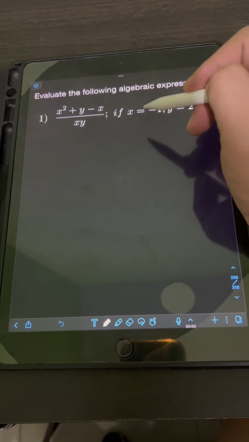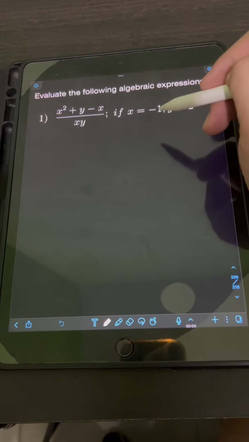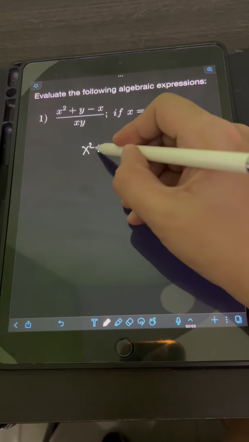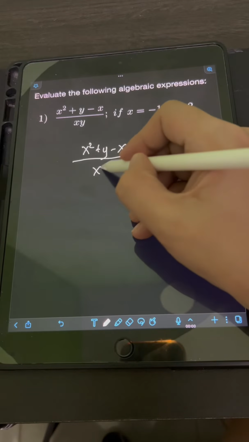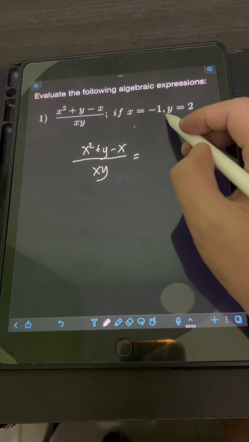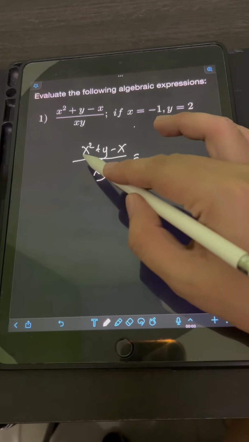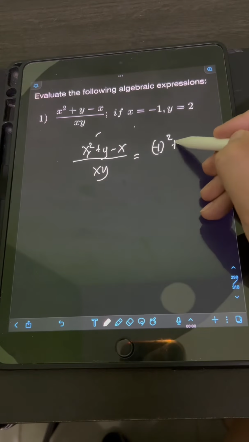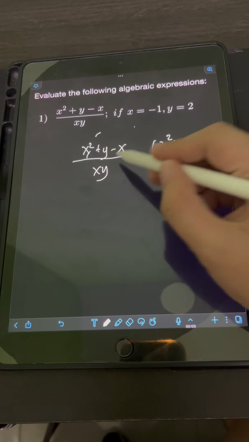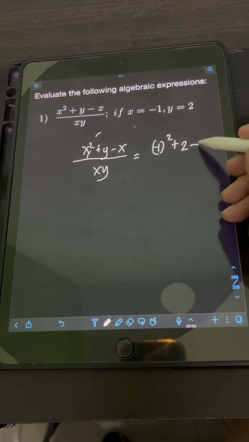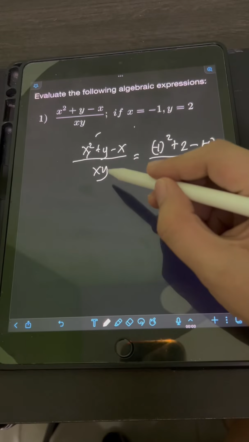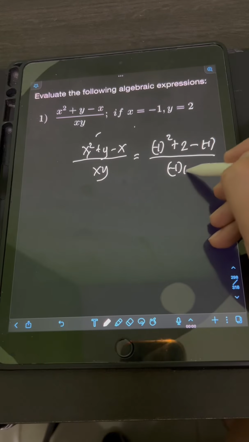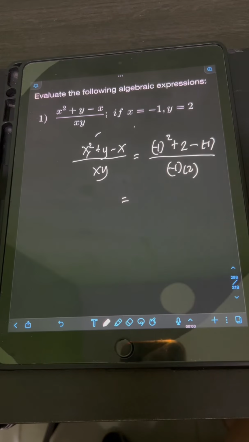So in this problem, we have variables x and y. Let's substitute these values into the expression. So we have x squared plus y minus x over xy. Substituting the values x is -1 and y is 2 in this expression, we have x replaced with -1, then squared, plus y replaced with 2, minus x again replaced with -1, over xy, so replace x with -1, replace y with 2. And then we just need to simplify this.